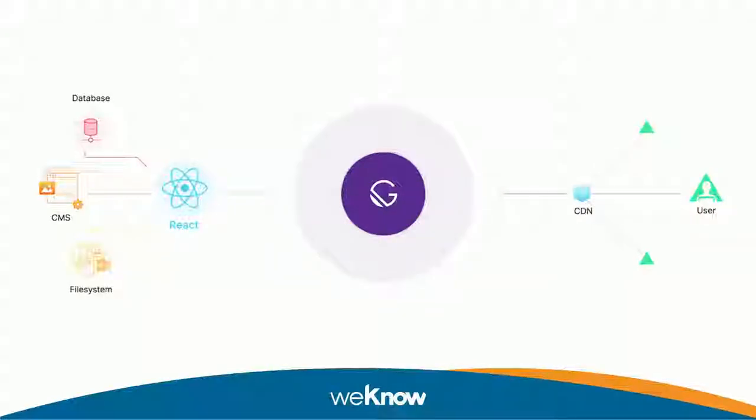Gatsby is something like this. It's a React application that has a build process. One of the benefits, the beauty of Gatsby, is that it allows you to pull data from different sources. You can pull data from the file system, from any CMS, or directly from a database. Or you can have multiple entry points for consuming data. You can even have a WordPress site, a Drupal site, flat files, and a GraphQL endpoint, get data from all of those, combine them, and build one site as an end result.